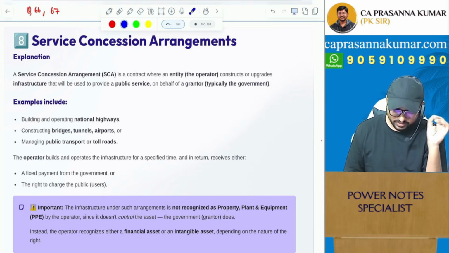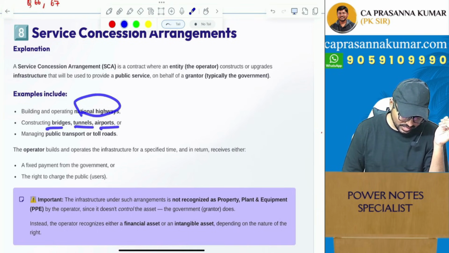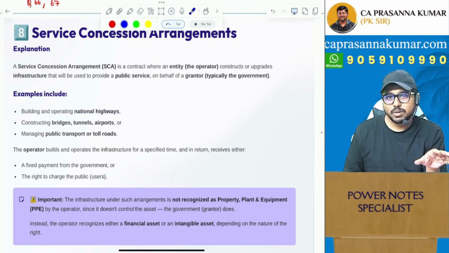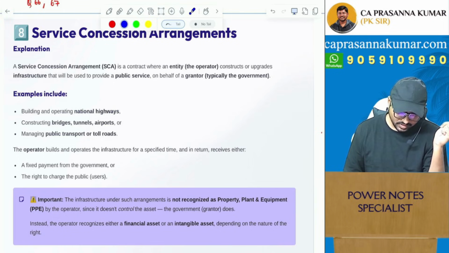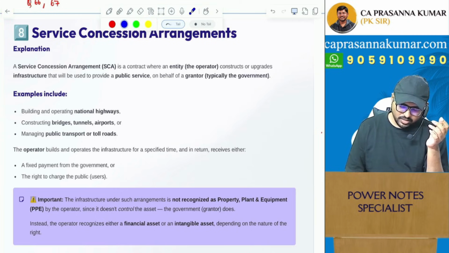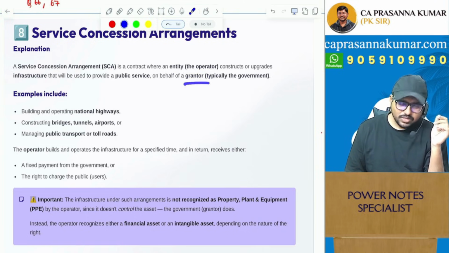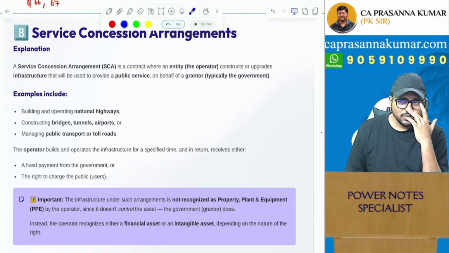Collect the toll and stuff like that. Anyways, the examples are national highways, bridges, tunnels, airports, public transport, or anything that is of public interest, public use. The best example you can understand is national highways, where the operator constructs the highway and the grantor grants the license to collect the toll. Got it? Sometimes they will also give money, especially when it comes to state highways.